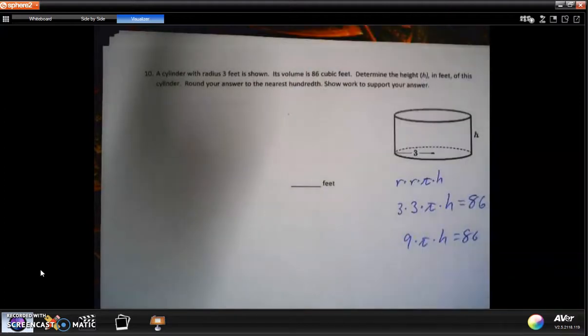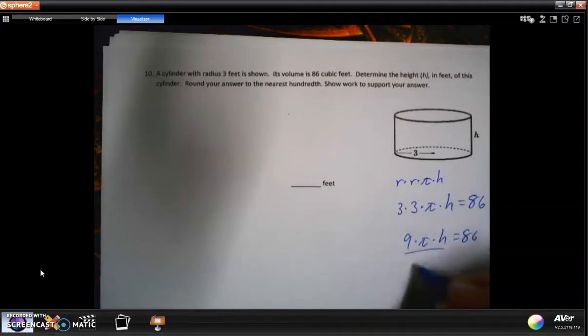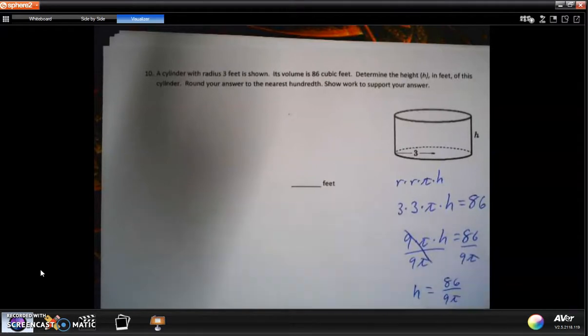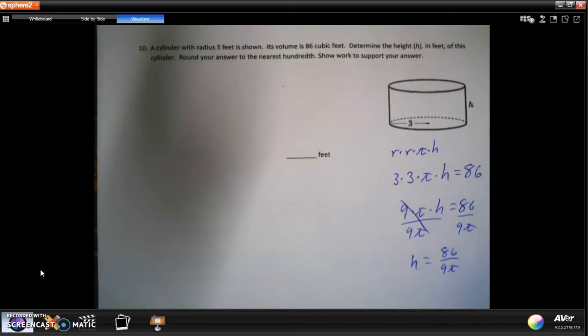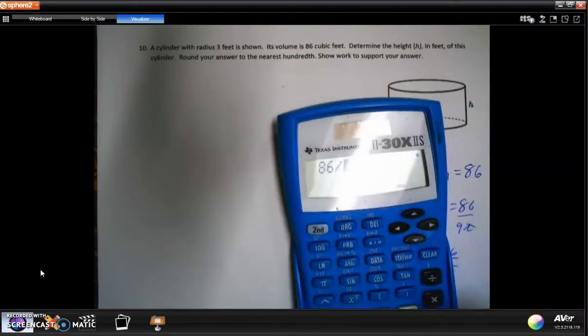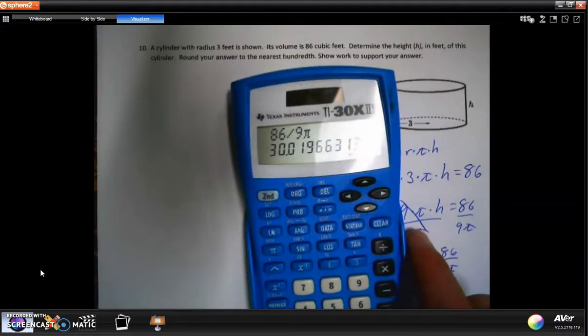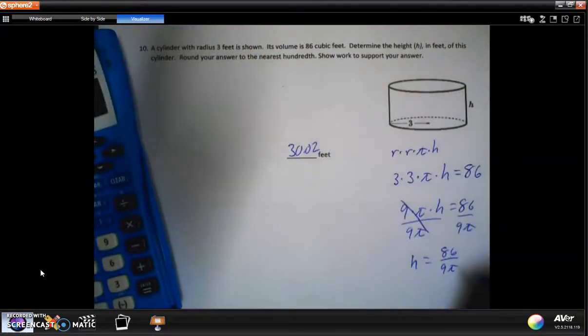All right, so now I got to divide. The opposite of multiplication is division. So I divide by 9 pi on both sides. Those cancel each other out, and look, the height is equal to 86 divided by 9 pi. I'm doing the opposite of multiplication, which is division. So 86 divided by 9 pi, and I get 3.02. 3.02 feet. All right, now, good luck.